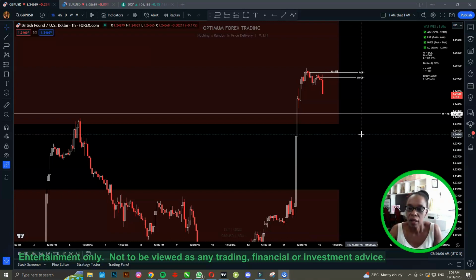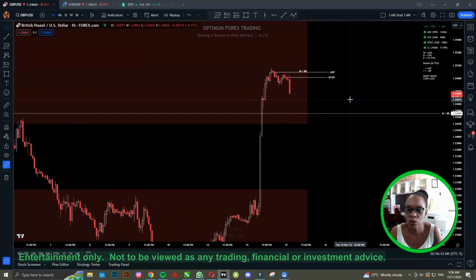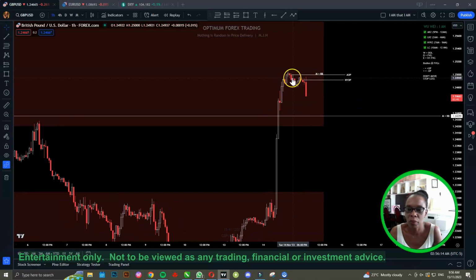Okay, and then let's look at price now. This candle forming looks like it really wants to go lower, and it has completed its delivery to buy side when it came up to the consequent encroachment of that monthly order block.